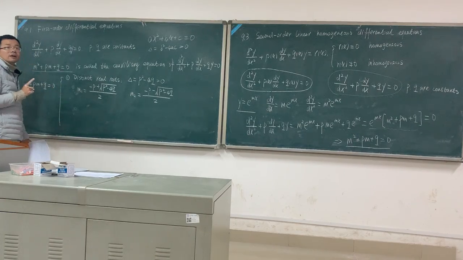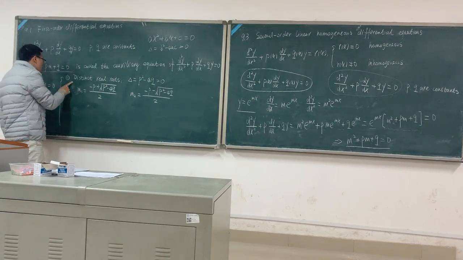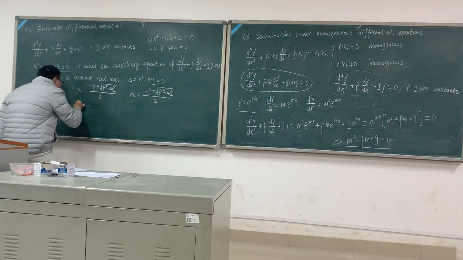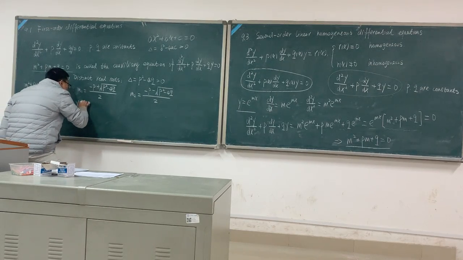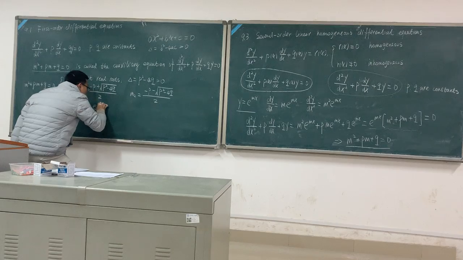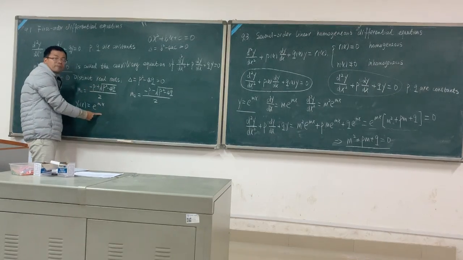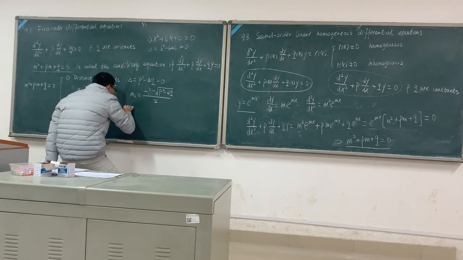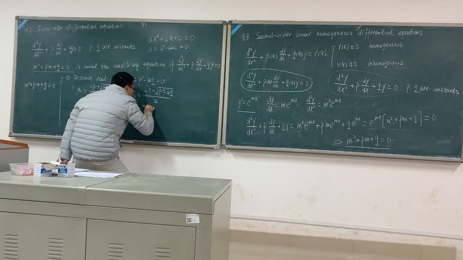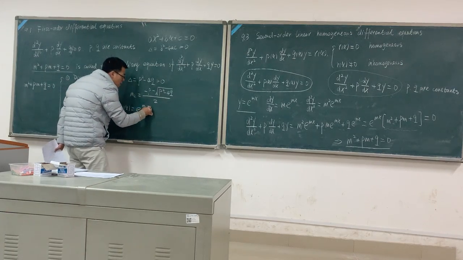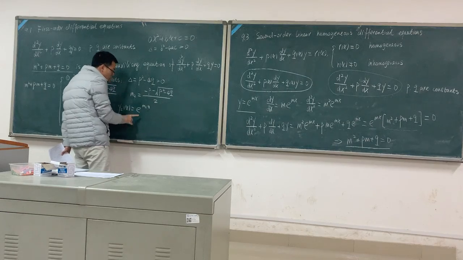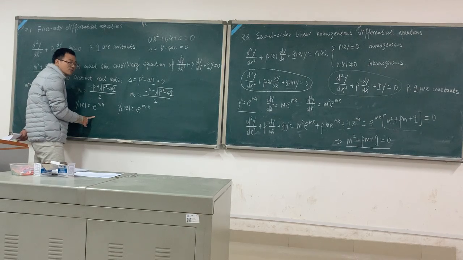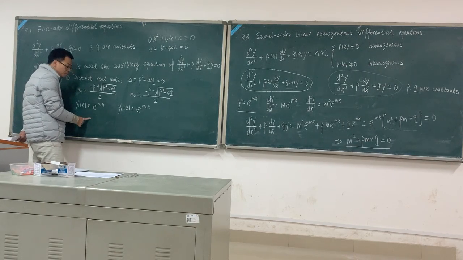For this case, if we have two distinct real roots, the first solution is y1(x) equals e to the m1x. This is the first solution. The second solution is y2(x) equals e to the m2x. So these are the two linearly independent solutions for this case.